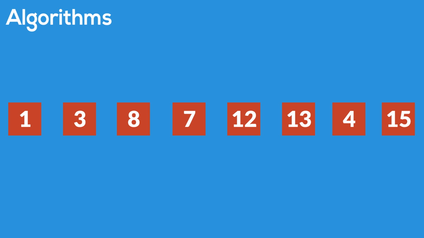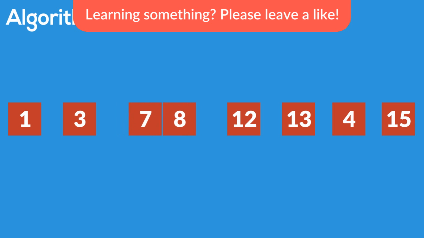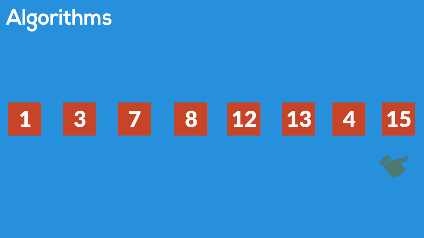The third number, 8, has 2 numbers to compare to. Is 8 less than 3? No? Then move on. But wait, is 7 less than 8? Yes! Let's move 7 in front of 8. Cool. Now let's see if 12 is less than 8. Nope. 13 isn't less than 12, but 4 is less than 13. So we move 4 in front of 13.